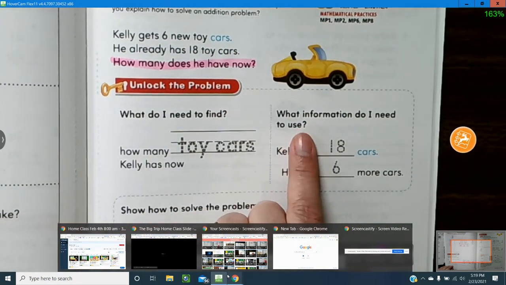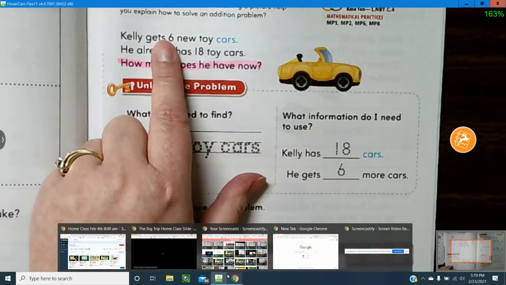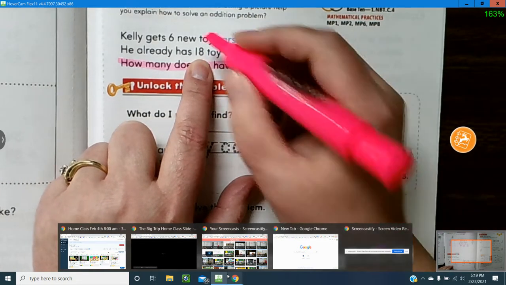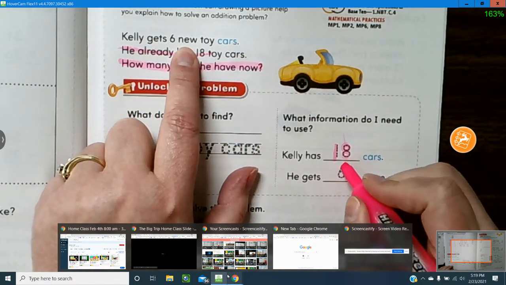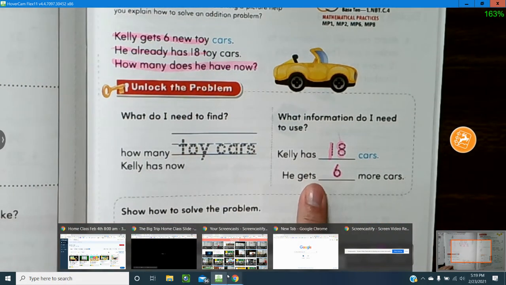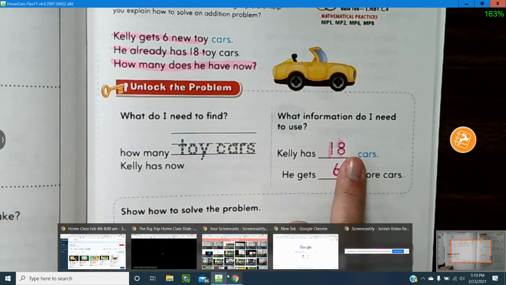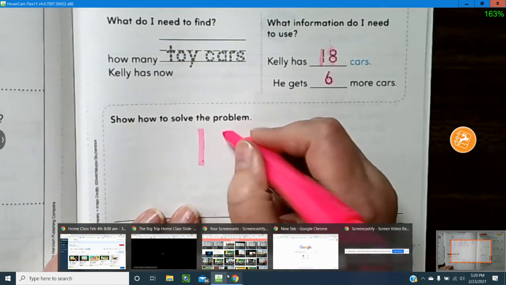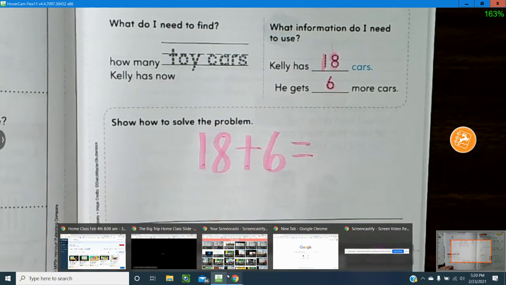Okay. Now, how are we going to find that? What information do you need? Well, we need to know how many he is putting together. He already has 18. See in the story it says he already has 18. And now he's getting 6 more. Right there it says he gets 6 more. So now we have all the information that we need. We know he had 18 and he got 6 more. So we're ready to write our number sentence: 18 plus 6 more.